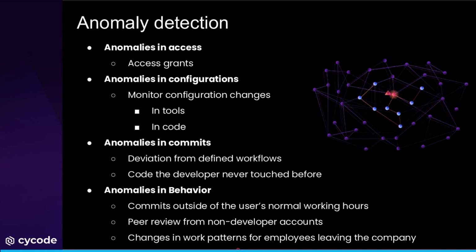Anomalies in commits, as I just described, entail deviations from defined workflows and can include commits for code that developers have never touched before. Anomalies in behavior, such as commits outside a user's normal working hours, peer review from non-developer accounts, and changes in work patterns for employees leaving the company, can be identified as anomalies in behavior. With the Great Recession happening, there has been a significant amount of intellectual property theft reported by employers. It is imperative for organizations to mitigate this risk.